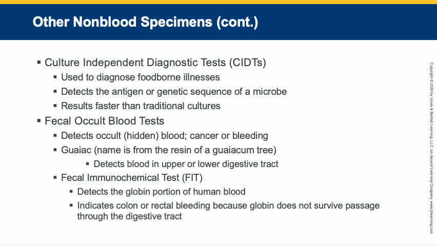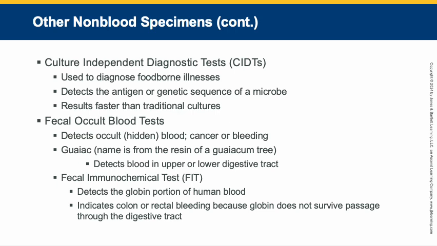The fecal occult blood test. This detects occult or hidden blood. It could be from cancer, like colon cancer, or just from the fact that there is blood there, like bleeding, and that bleeding can be from diverticulitis, gastric ulcers, ulcerative colitis, and polyps, or it could just be that they have hemorrhoids that are bleeding.